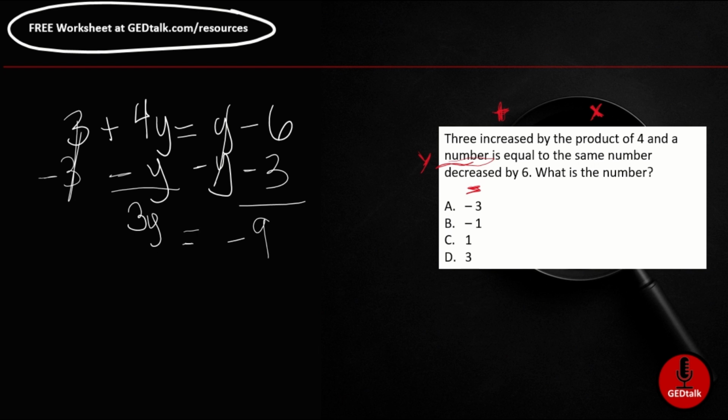Bring the equal sign down. So now I have 3y equals negative 9. So divide by 3 on the left, and then on the right, we're going to do the same thing. So y equals negative 9 divided by 3 is going to give me negative 3. And that's letter A, folks.